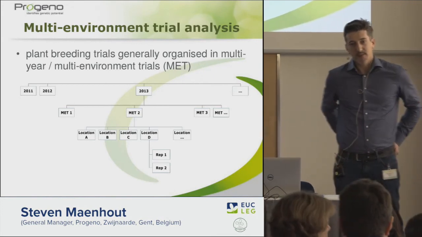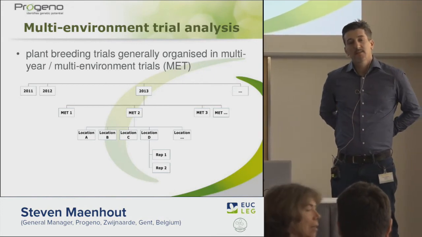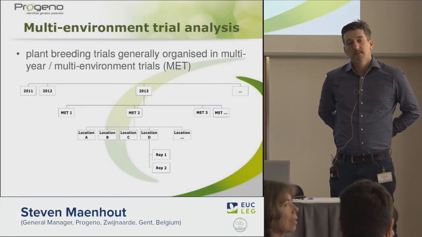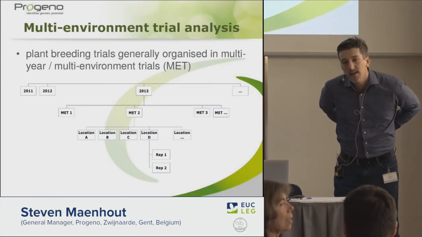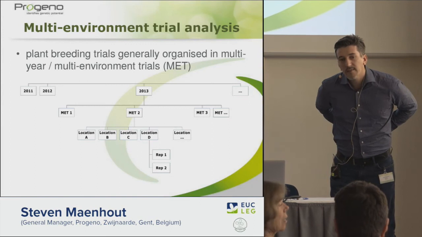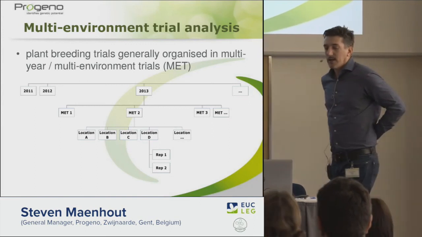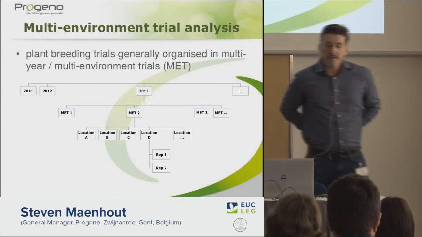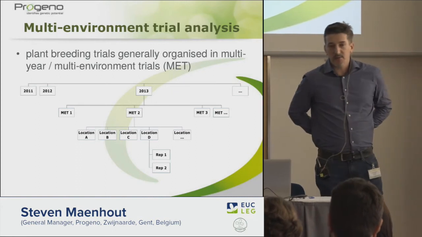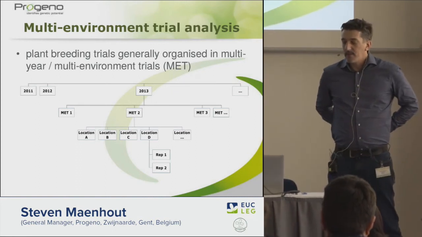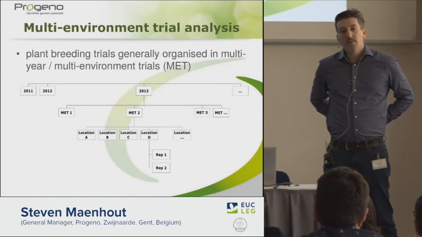I have one question. Yes? How to prevent overfitting in spatial modeling? Overfitting in spatial models, okay. Well, to be honest, by using the AIC criterion, I don't often see overfitting.